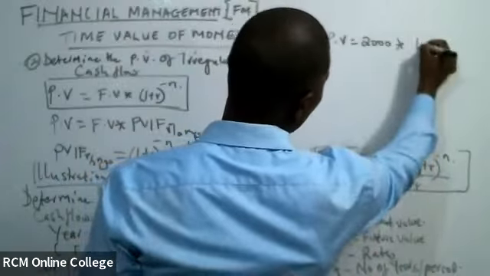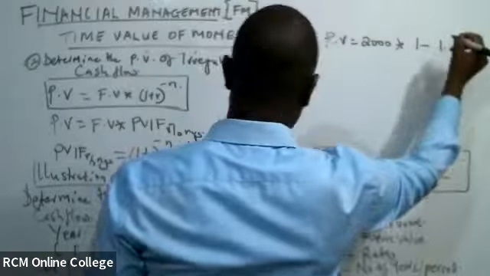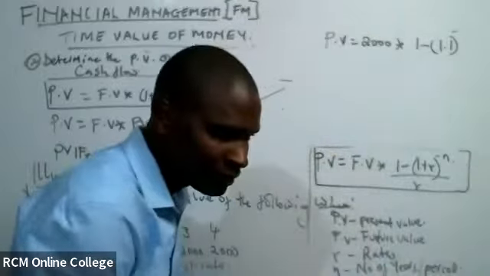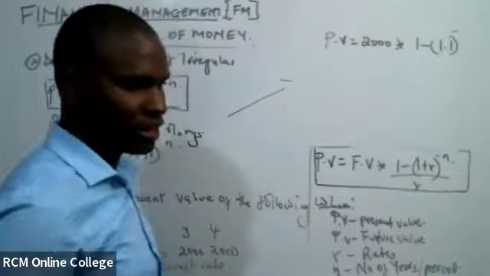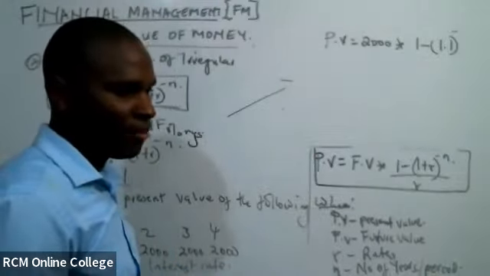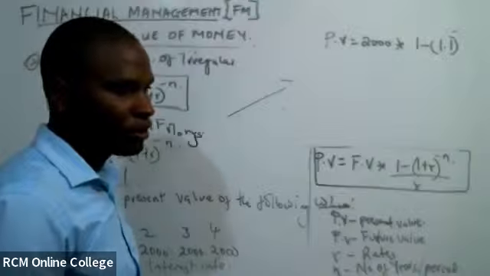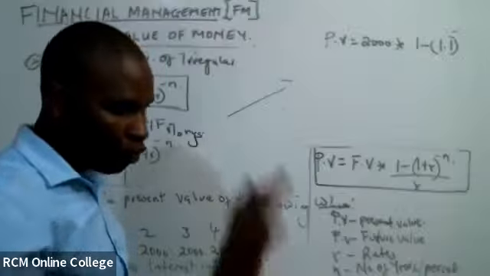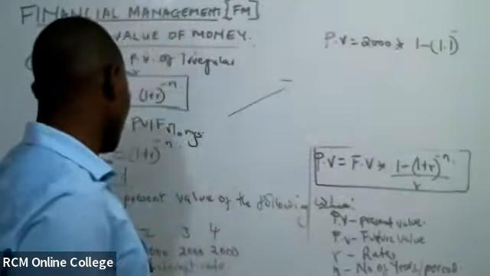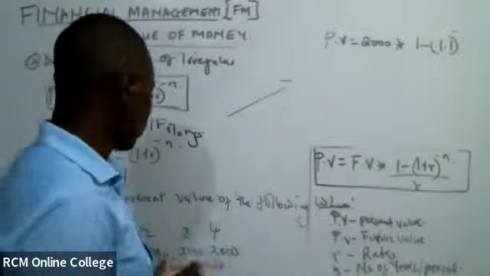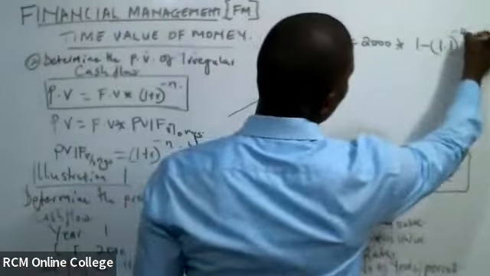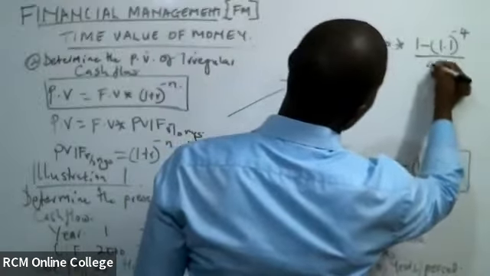PV4 is 1 minus 1.1 raised to a negative. How many years? Number of periods? 4. So kitu tunaandika pale ni 4 years. 1, 2, 3, 4. So instead of kushinda ukirudia ati 2000, unaweka 2 hapo. Kwa sawa, then divide by 0.1.